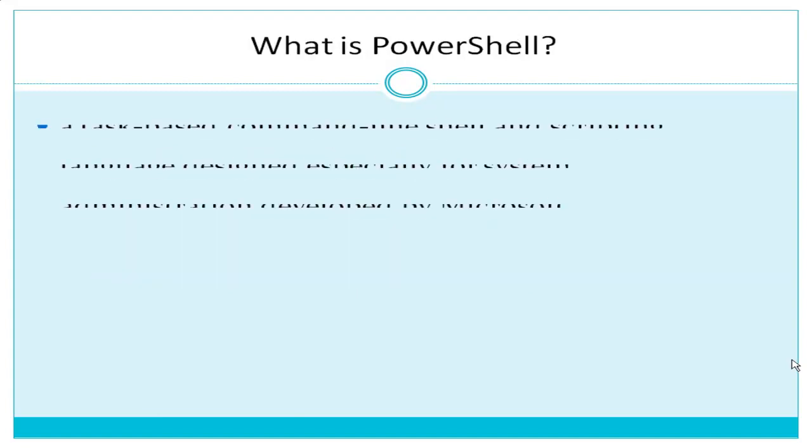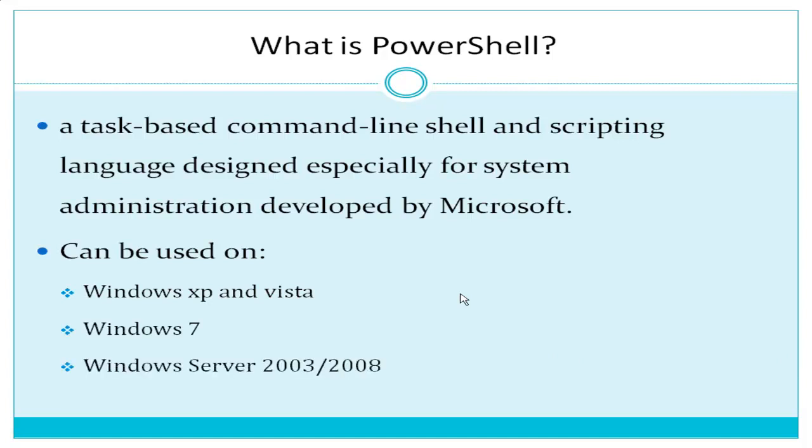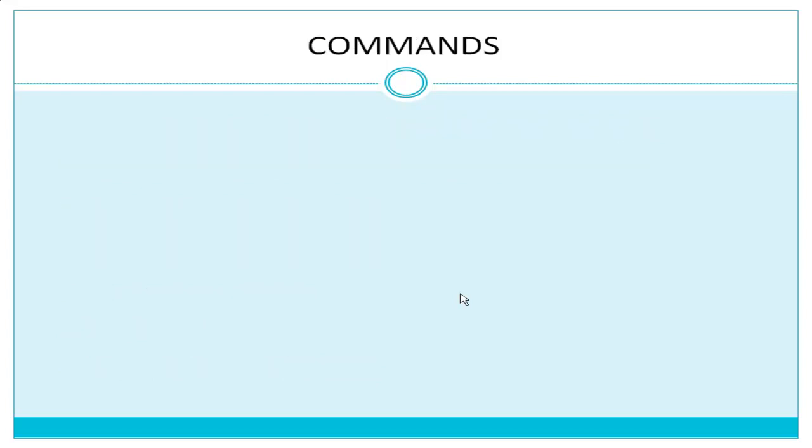Windows PowerShell is a task-based command line shell and scripting language designed especially for system administration. It is built on top of the .NET framework. Windows PowerShell helps IT professionals empower users' control and automate the administration of the Windows operating system and applications that run on Windows. It can be used on Windows XP and Vista, Windows 7, and Windows Server 2003 and 2008. With the exception of Windows Server 2008, for all the other versions of Windows, you have to download PowerShell from Microsoft, and it's a free installation.